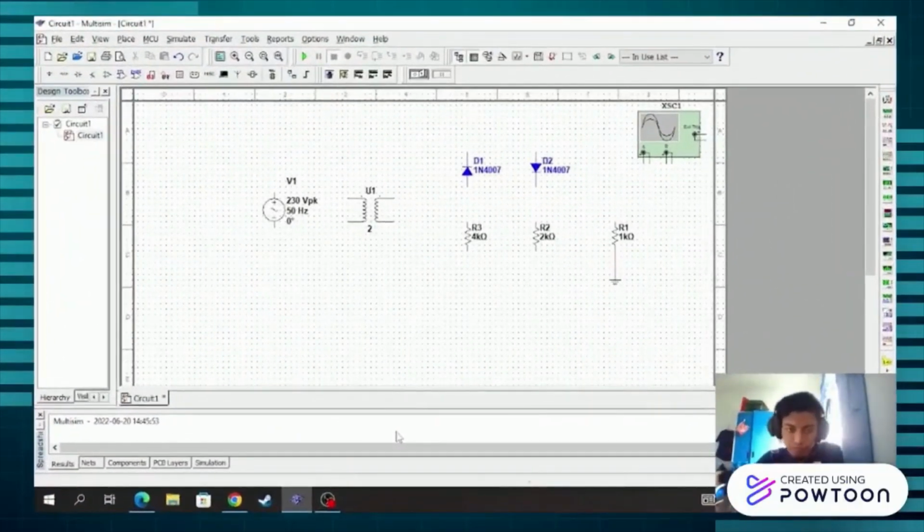Okay, now I will make a bridge rectifier circuit. I already took out the components: one power supply, one transformer, 4 1N4007 diodes and 3 resistors with 4k ohm, 2k ohm, 1k ohm. Now I will connect all the components.